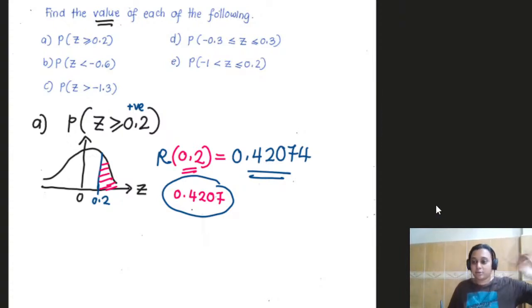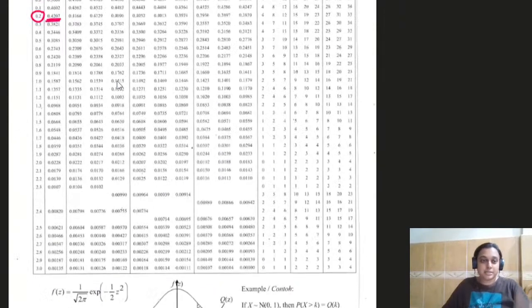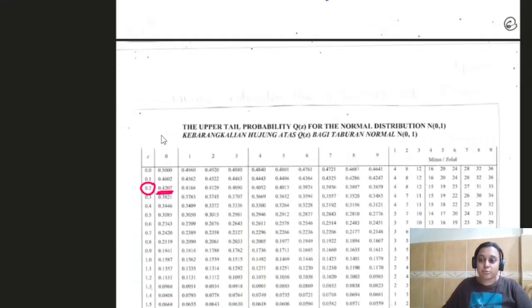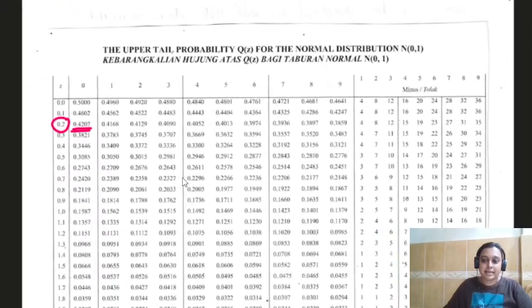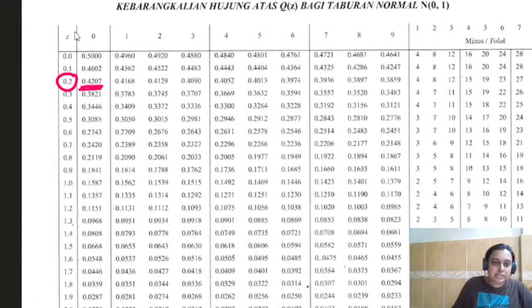Okay, so just now not P, okay. So how again to see from jadual? You just go to the jadual, pergi kepada jadual, cari 0.2 dekat bahagian tepi sini. Sebab ini kan Z kan. Okay, so you have to find the 0.2. So berapa 0.2? 0.4207. Just like that.